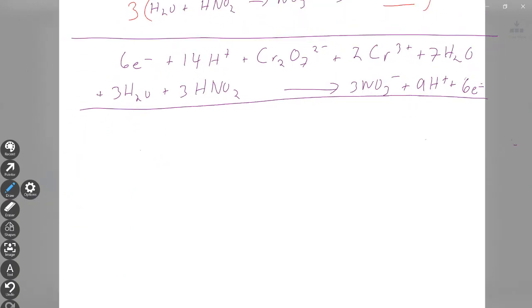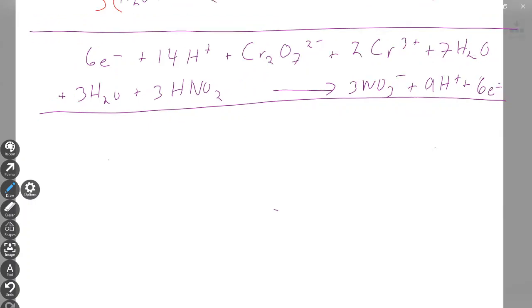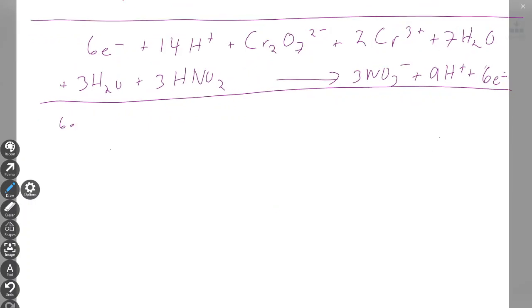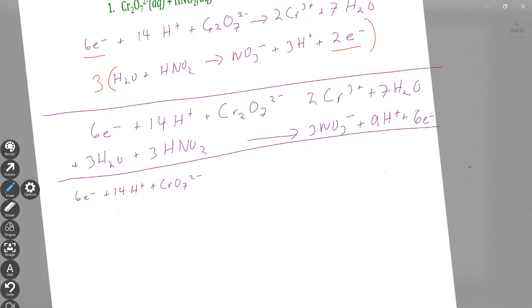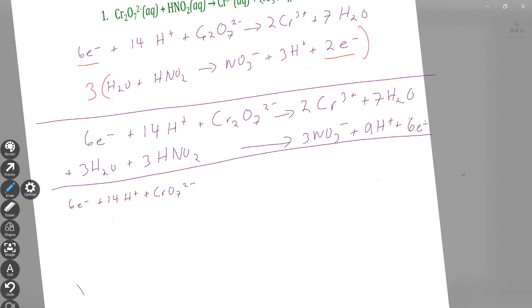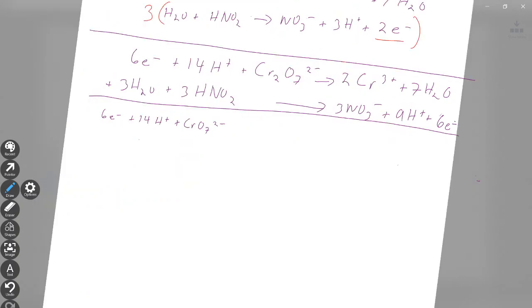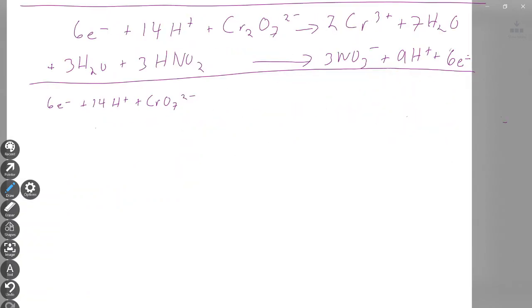Okay, so 6e minus plus 14H plus Cr2O7 2 minus, and then what's on the bottom? Oh, I lost my arrow, huh? Where did I lose my arrow? This should be my arrow. Okay. Sorry about the turning there. Okay, and so that will put me up to this point basically.